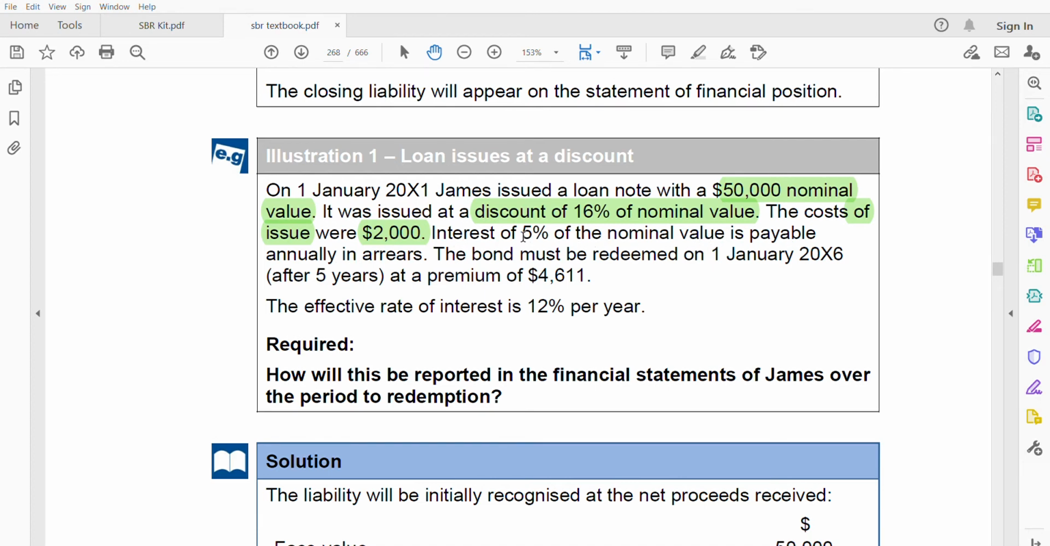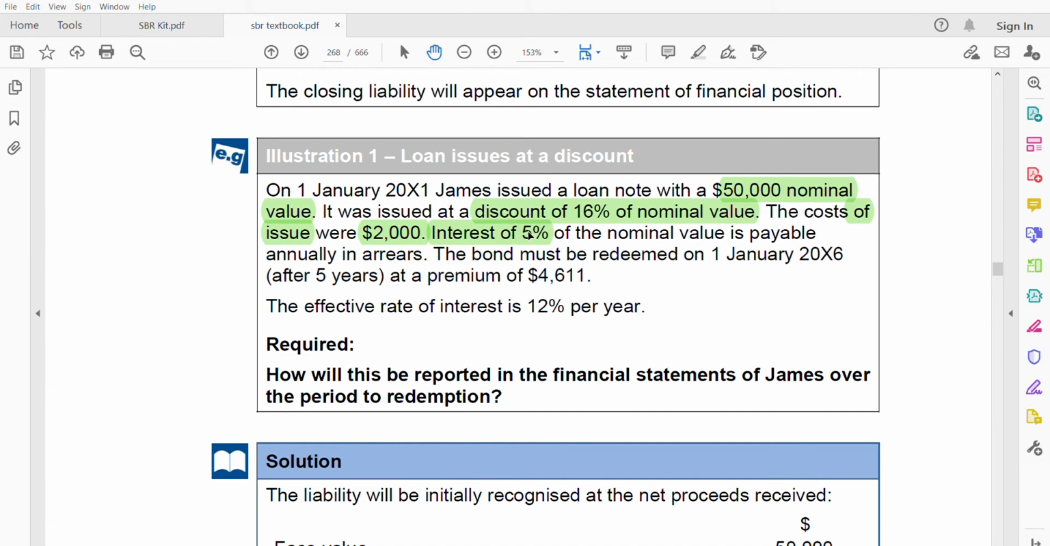What is this interest? Is it the coupon rate or the effective rate of interest? If you're confused, just see the words "interest of 5% of the nominal value." So we calculate interest on the nominal value. Which one? Coupon interest rate. That is the coupon rate to deduct our cash payment. So this is not the effective rate of interest. This is the coupon rate.